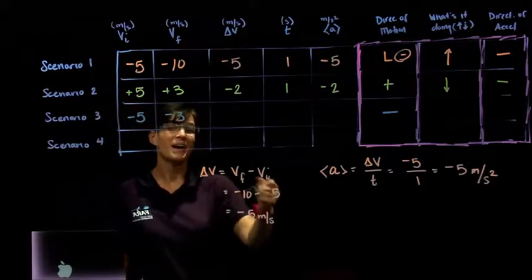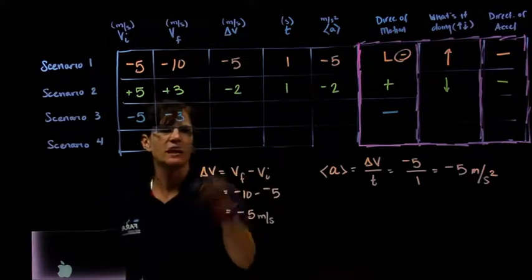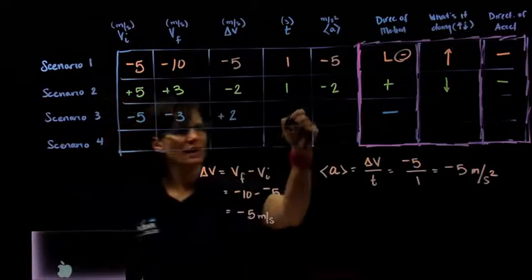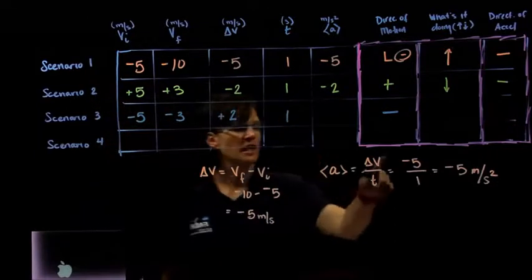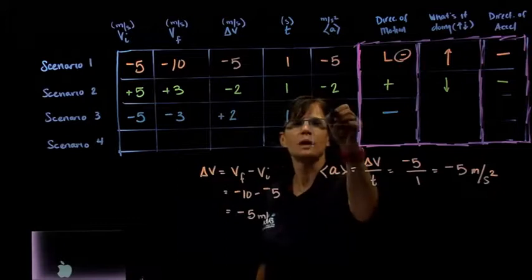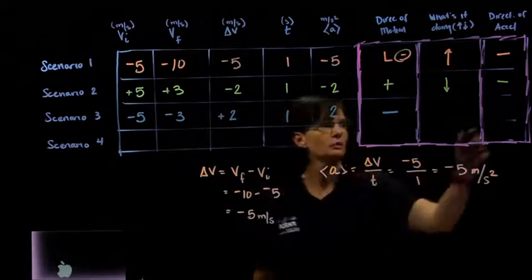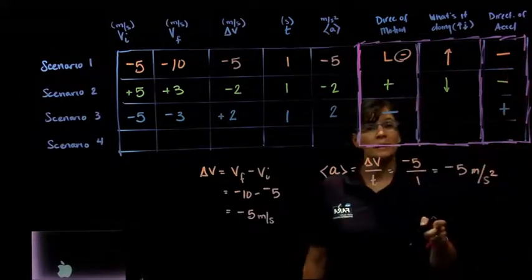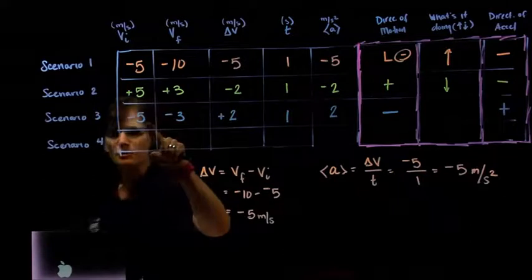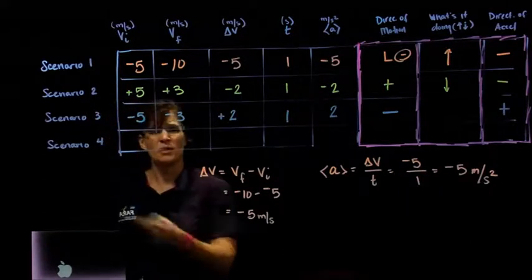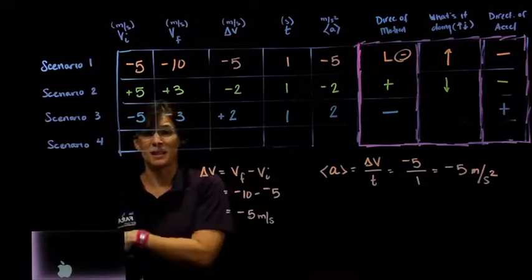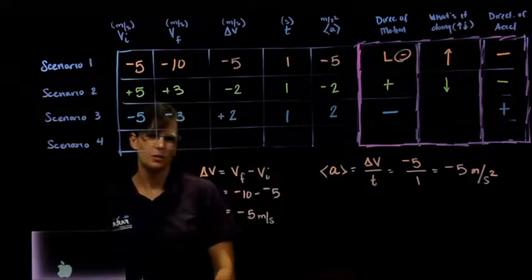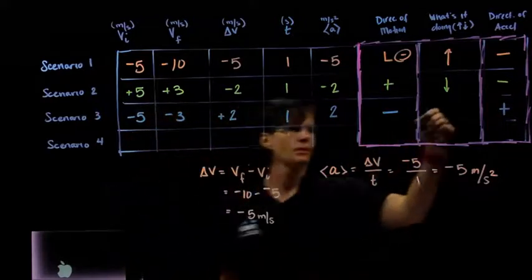-3 minus -5, my change in velocity is +2. I do that in 1 second. My change in velocity per time, 2 over 1, is +2, a positive direction of acceleration. What am I doing? Well, I was moving 5 meters per second to the left, and now I'm only going 3 meters per second to the left. I'm getting slower. I'm still moving left. I'm getting slower as I do it. So I'm slowing down.